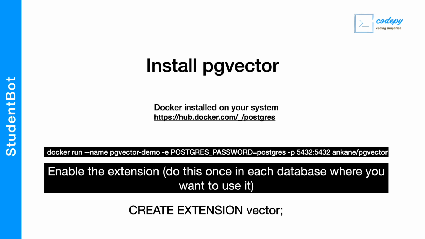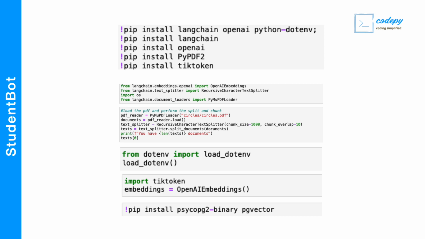Once it runs, you can access your Postgres from port 5432 on the localhost, and then you can use pgAdmin to log in to your Postgres. Once you log in and access your database named PG Vector Demo, please enable the extension by the query CREATE EXTENSION vector. Once you are done, your PG Vector is enabled. I hope you are with me so far.